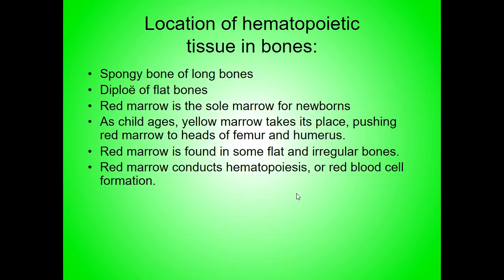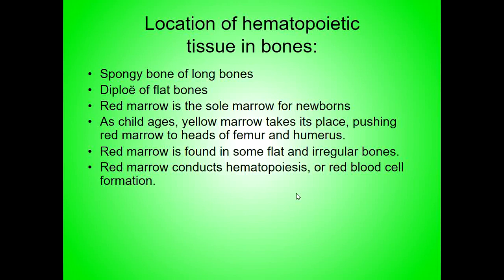So hematopoietic tissue is baby blood cells. Basically, this is what makes blood for us. So for long bones, we find it in the spongy bone. In flat bones, we find it in the diploe. For newborns, so babies, you're going to find the only marrow that they have is red marrow. And as you get older and older and older, your red marrow changes. It's no longer red marrow. Instead, you begin to make yellow marrow. And yellow marrow is going to have a lot of fatty components to it.